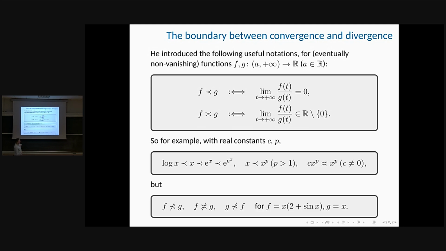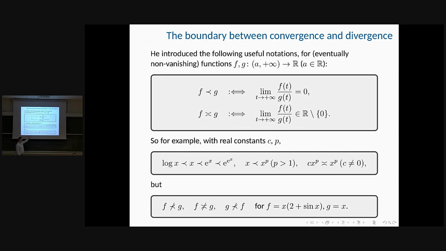Here are some examples, to get a feeling for this. So for example, this gives you an order of growth of the functions. For example, log x grows much slower than x, as we know, it's much slower than e to the x, and x is dominated by e to the x, etc.